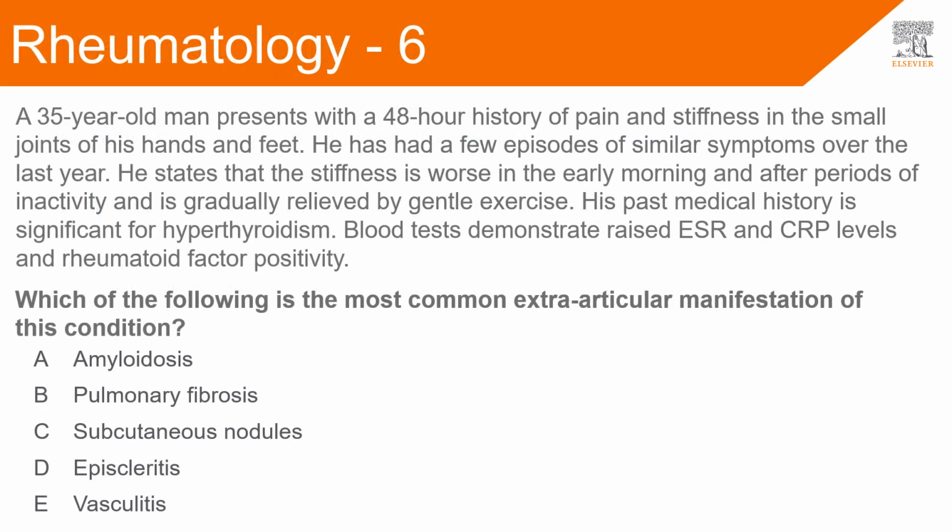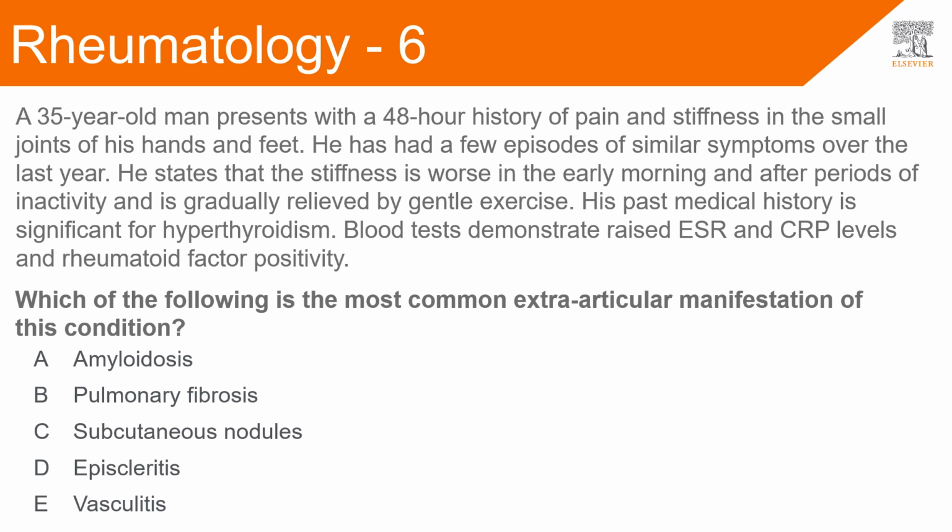Good, guys. We're on question 6 now. This is a 35-year-old man with a 48-hour history of pain and stiffness in the small joints of his hands and feet. He's had previous episodes over the last year. He's saying that the stiffness is worse in the early morning and after periods of inactivity, and is gradually relieved by gentle exercise. His past medical history was notable for hyperthyroidism, and we've got increased ESR and CRP levels, and a positive rheumatoid factor. So which of the following is an extra-articular manifestation of this condition?